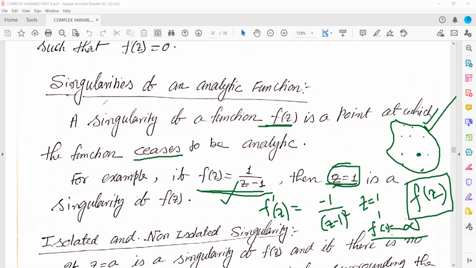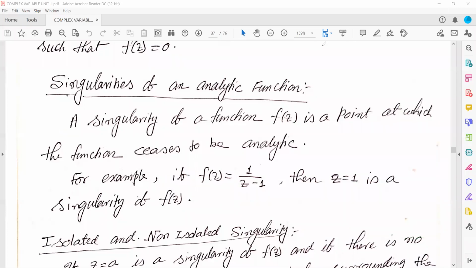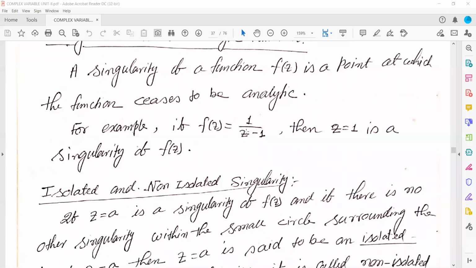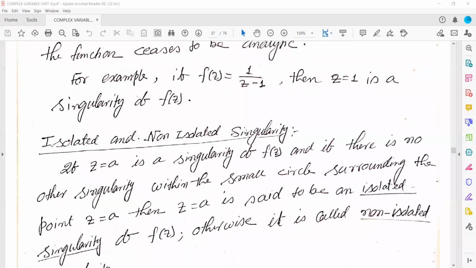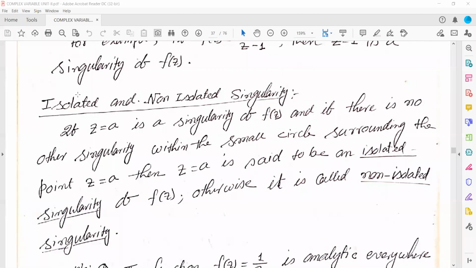So what do you mean by singularity? A singularity of a function f(z) is the point at which the function ceases to be analytic. That point is called a singularity of the given function. There are different kinds of singularity: one is called isolated singularity and another is called non-isolated singularity. So what do you mean by isolated and non-isolated?